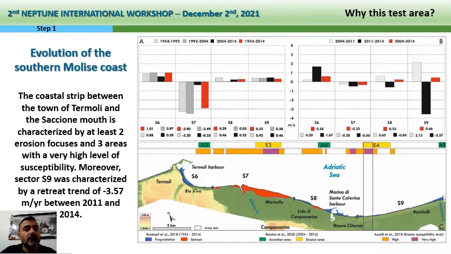But why this area? The intersection of several of our studies carried out along the southern Molise coast has allowed us to define some important conditions of this coast. In particular, this graph shows that the coastal stretch characterized by major erosion in the last 70 years is the one including the Biferno river mouth. But a more careful analysis shows that there are currently also other areas characterized by erosion, as shown in these graphs, for example. In addition, as we highlight in two recently published papers, there are several erosion focuses with a very high susceptibility to erosion, such as the chosen stretch of coastline. For example, we have 3 susceptibility areas and 2 erosion focuses.